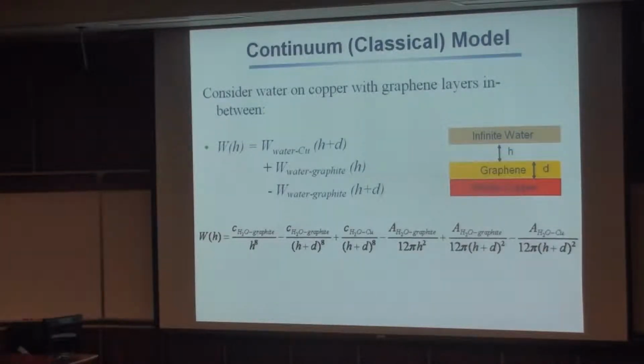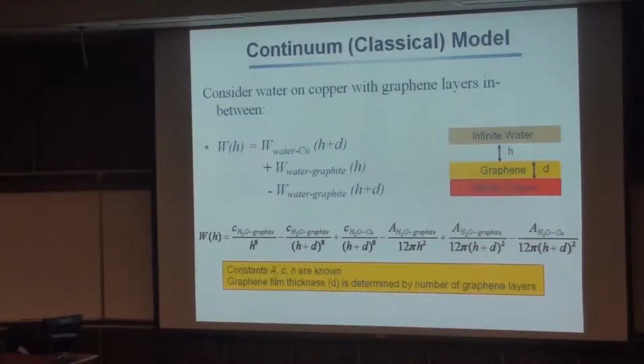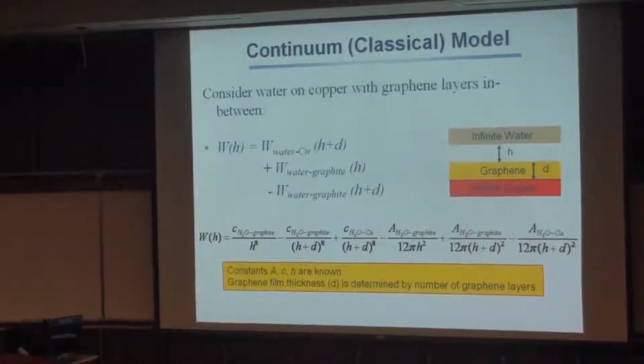Now, keep in mind here that the constants A are actually known for water and graphite and water and copper. These are known values. D is my unknown, right? And the constants C and H I can fit because I know the experimental value for water contact angle on graphite and water contact angle on copper. Since I know those experimental values, I can back calculate what these C's and H's are. So my only unknown here is D.